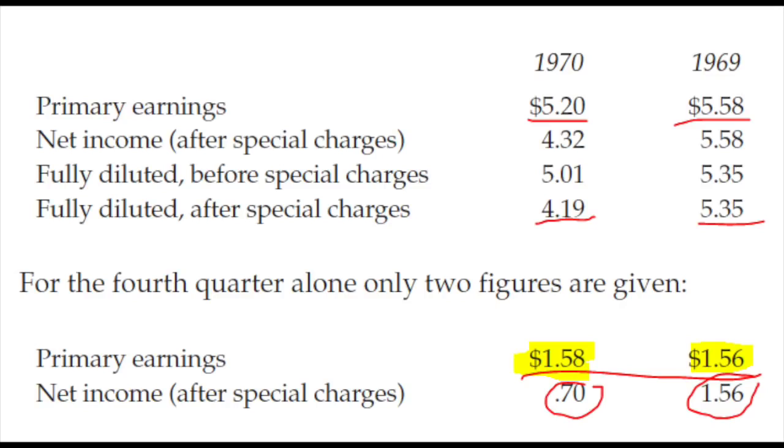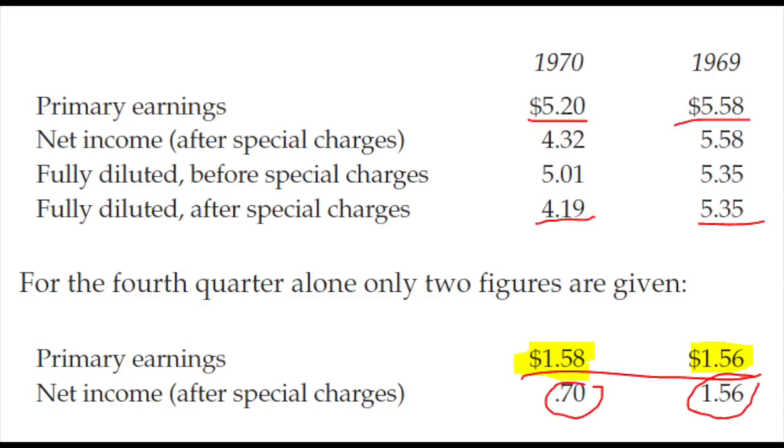So primary earnings, but then we have net income per share after special charges. Fully diluted after special charges. So Alcoa had convertible preferred debt, which can be converted into shares, which means new investors will come on board. So reported primary earnings were $5.20 in 1970, but actual earnings were $4.19. And this thing keeps going on now even more than it was the case in the past.